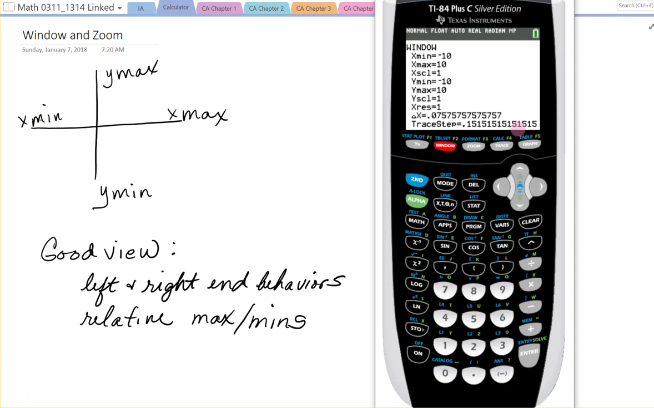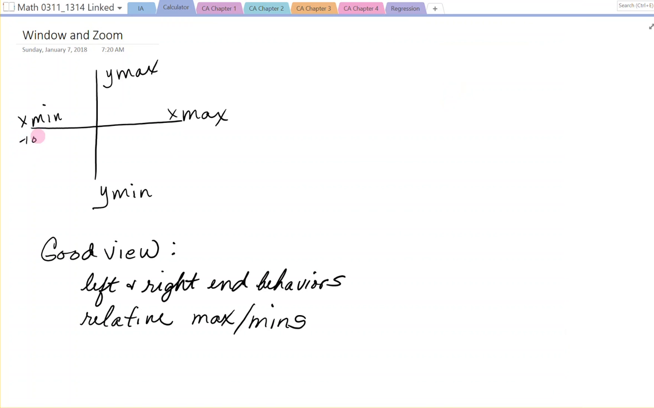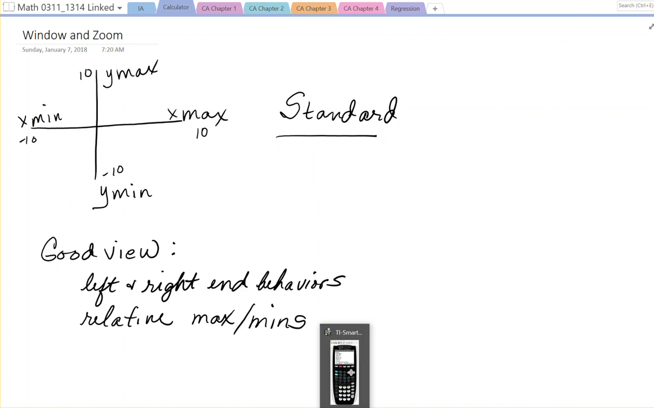We will look in the x direction, min and max, in the y direction, min and max. Ours is set from -10 to 10, -10 to 10. Okay, so it will have an x min value of -10, an x max value of +10, a y min of -10, and a y max of +10. This is called a standard viewing window. I start with a standard viewing window very often.